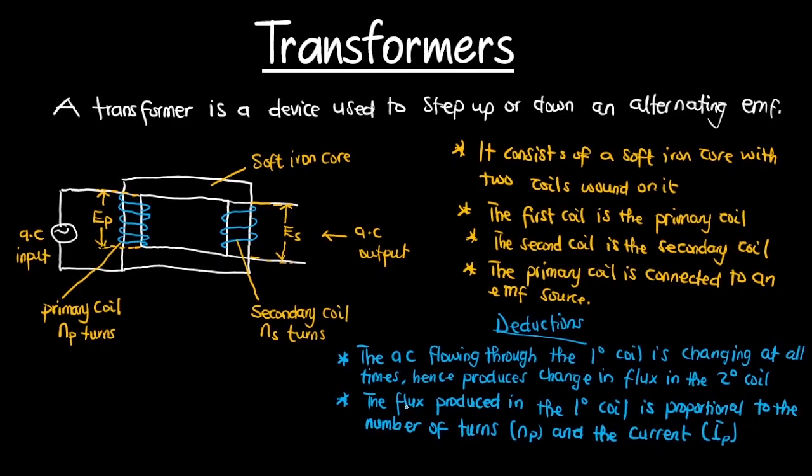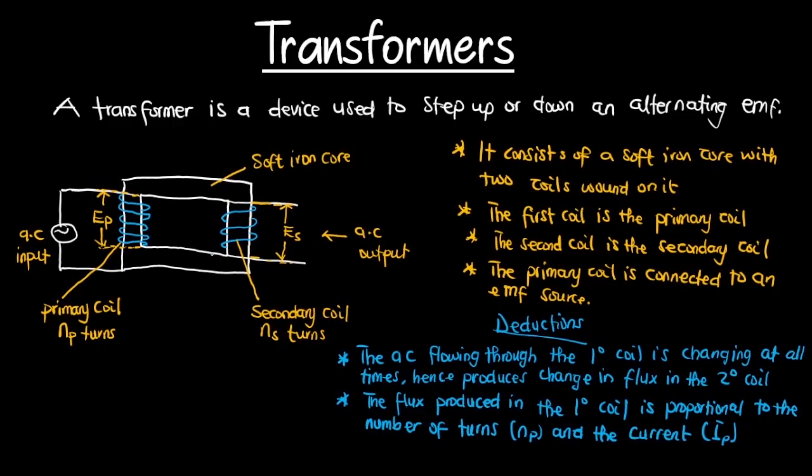For the next deduction, the induced EMF in the secondary coil is proportional to the number of turns NS and the current IS flowing through the secondary coil. So depending on the number of coils that we have on the soft iron core at the primary side, it determines the amount of current that will flow through that primary coil. The same with the number of turns on the secondary side of the transformer, it also determines the amount of current that will flow through. There's a relationship between that.